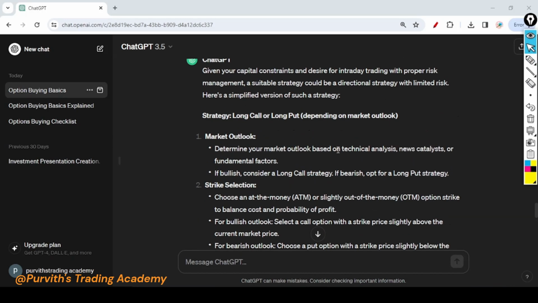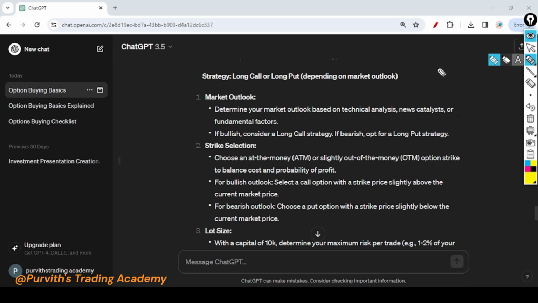You see, strategy selection. After looking into market outlook and all, we got to know that if the market is bullish, then we have to go for a call strategy, long call. If bearish, we have to go for a put strategy. Means CE on the bullish side we have to take, PE buying on the bearish side. Okay. Strike selection. We have to choose at the money ATM or slightly out of the money option. Far out of the money option we have to avoid.